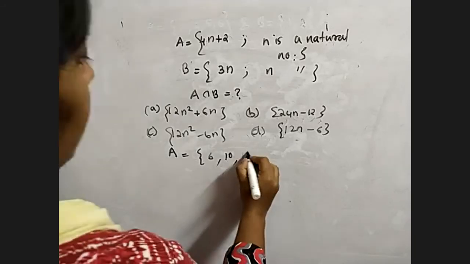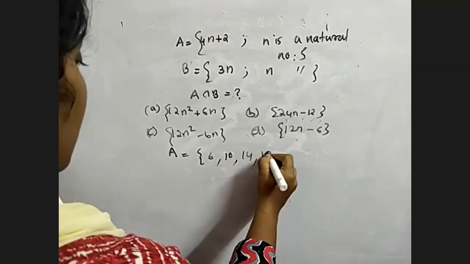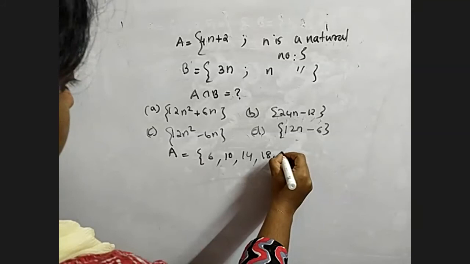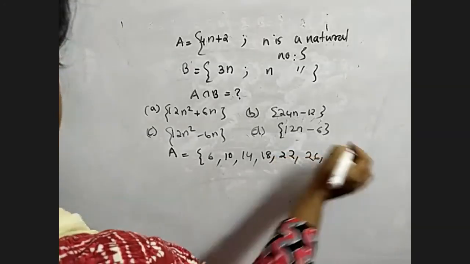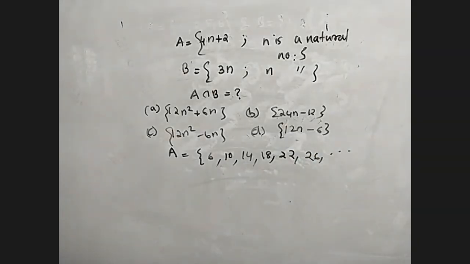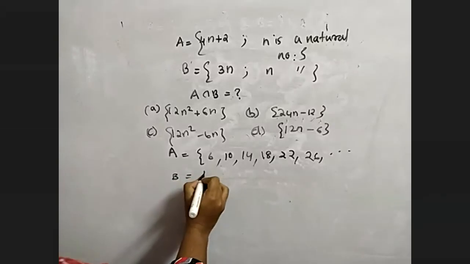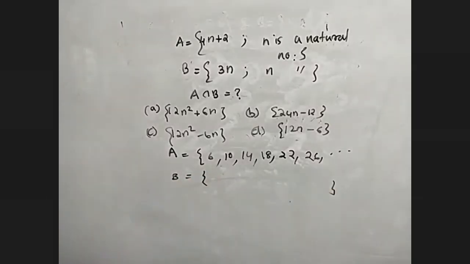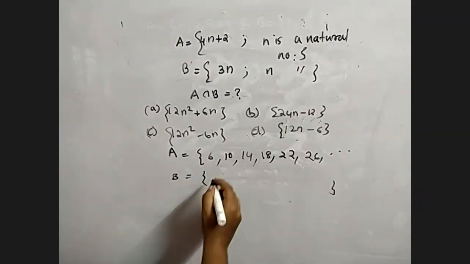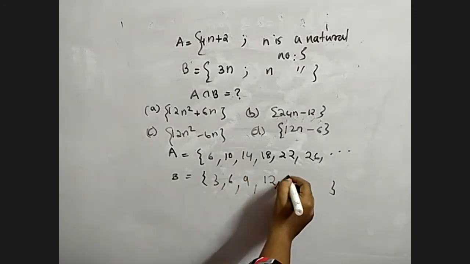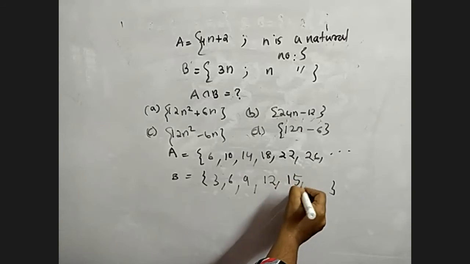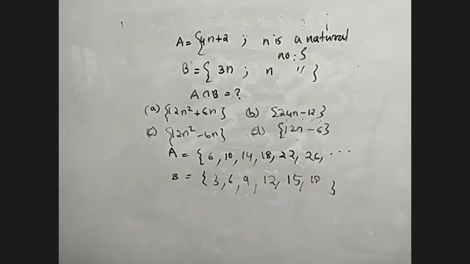Six, 10, 14, 18, 22, 26. It will go like this. Then B. What is B? B will be 3, 6, 9, 12, 15, 18, etc. So what is common here?